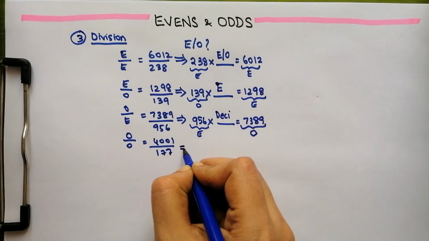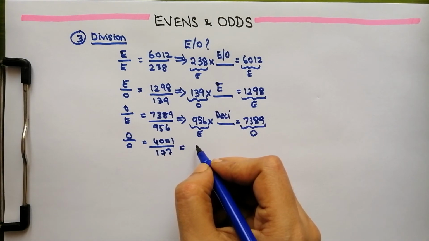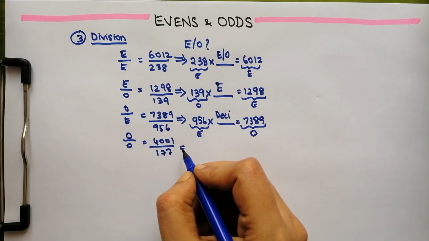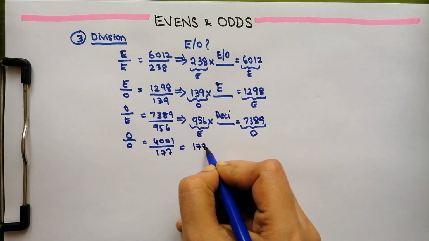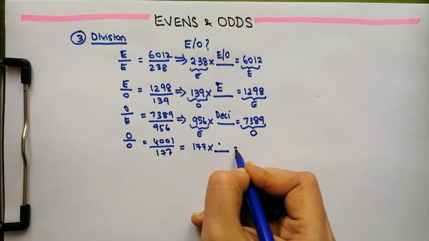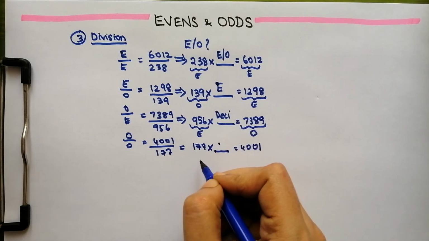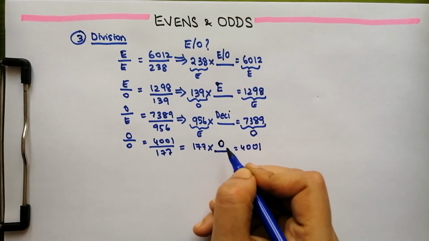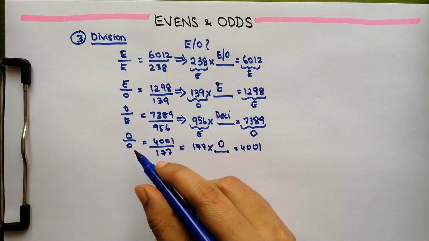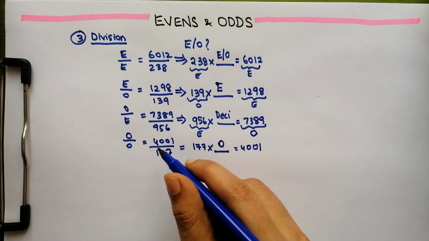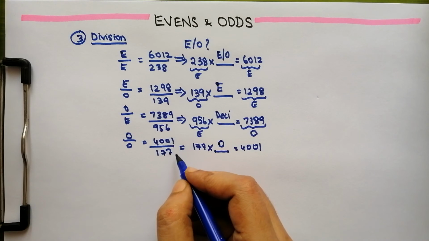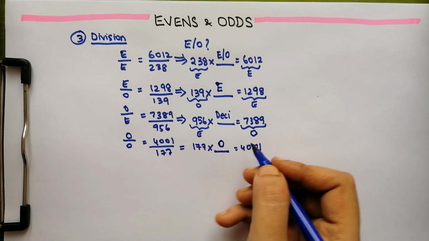Next is odd by odd. So we know there are no even factors in this number. Both numbers are not divisible by 2. So odd by odd is always odd. That is, we know the definition, right? Odd is a number which is not divisible by 2. So here none of the numbers are divisible by 2, so obviously the product is odd.